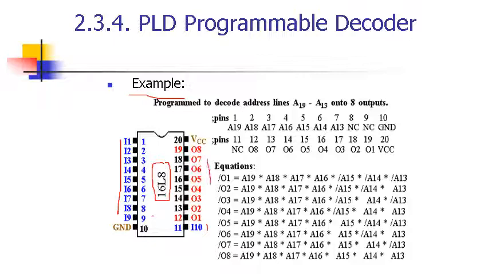These 6 pins are used as input or output. 12 and 19 are used for output only. All right. So we need to decode address pins A19 through A13 coming from the microprocessor, going to the memory, and we need to decode these to 8 outputs.